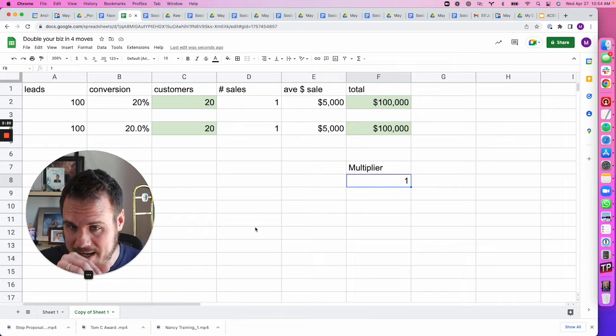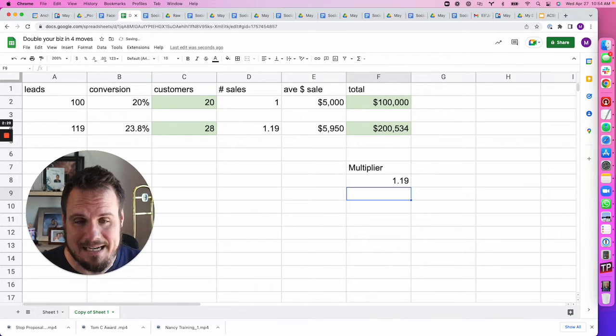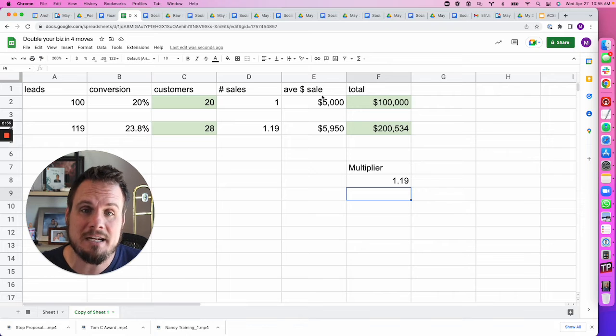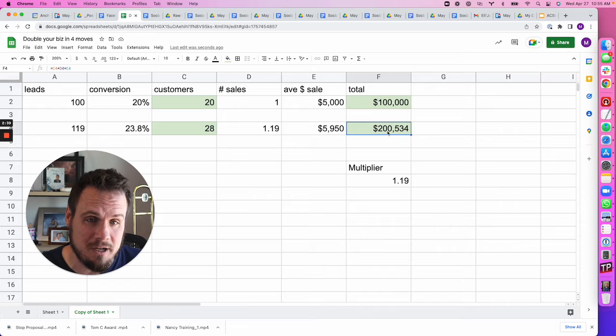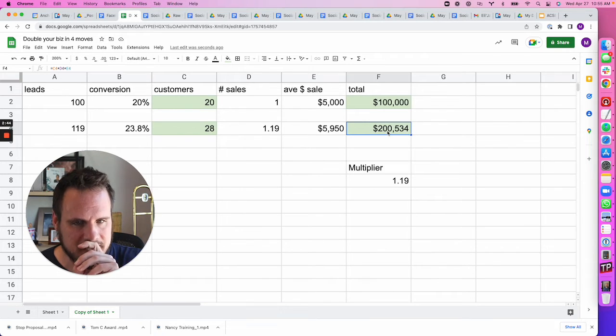So over here on this tab, I've got our multiplier. If we were to just increase each one of these things, I did the math before this, so 1.19, 19%. So a 19% increase in leads, a 19% better conversion, 19% more sales, 19% more average dollar sale. That's what would lead us to doubling of our revenue. And so what's powerful in seeing this is that the 4 moves that you can make really boil down to, how can I get 19 more leads? Just 19 more leads, right?